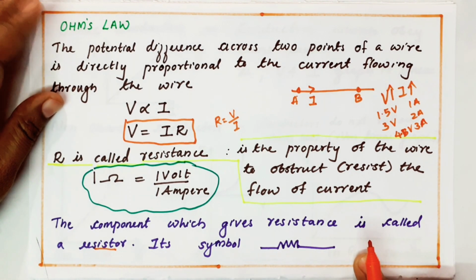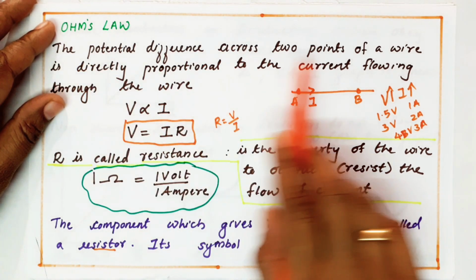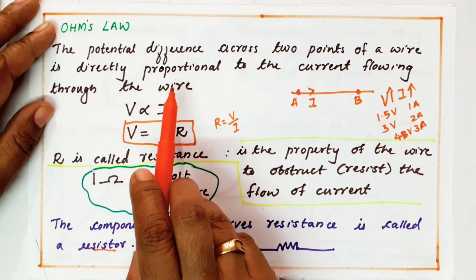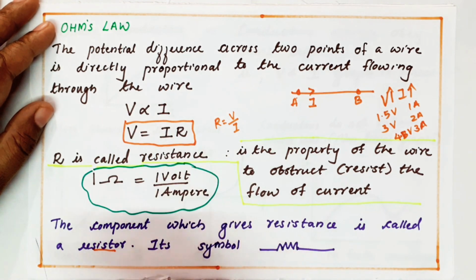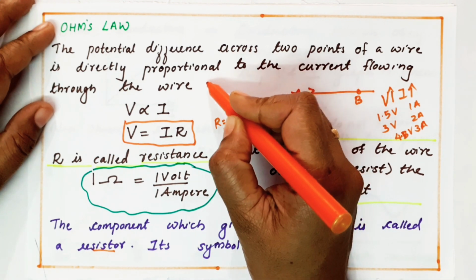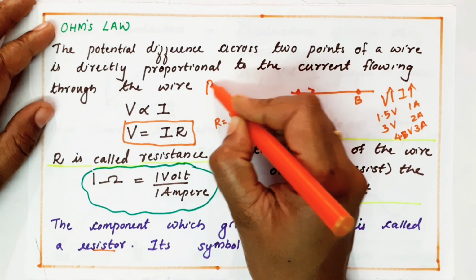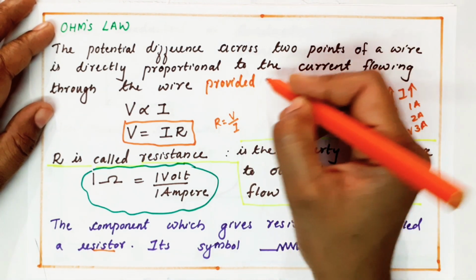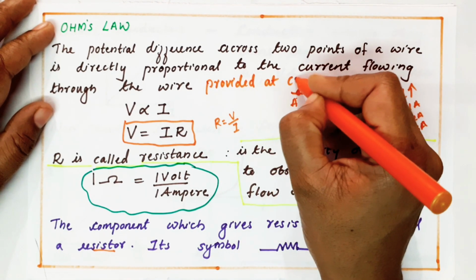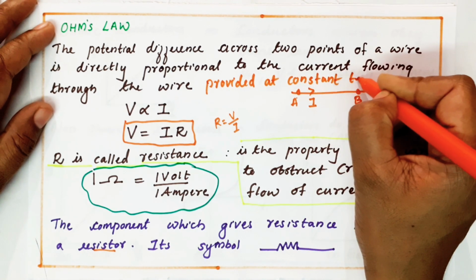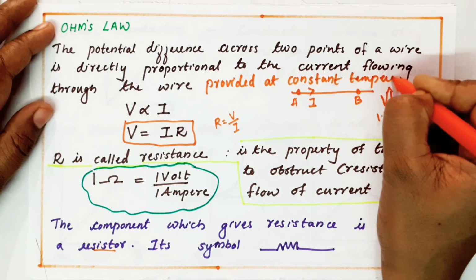So what is the main thing I told? The potential difference across 2 points of a wire is directly proportional to the current flowing through the wire. This is not over. You have to write here, provided temperature should be constant. So I am just adding one more point, provided at constant temperature. That is the very important point.